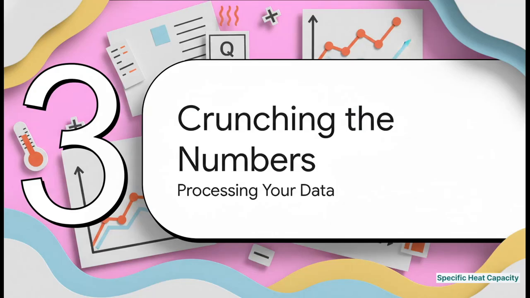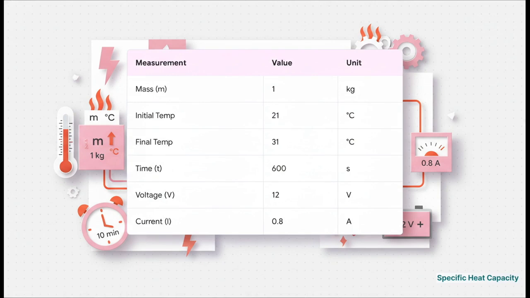Okay, the experiment's done. You've got a page full of results. So, what now? Well, now it's time to do some maths and process all that data. Let's imagine these are the results we got. Let's say we used a nice round 1 kilogram block. We ran the heater for 600 seconds, that's just 10 minutes, and we recorded all these numbers for temperature, voltage, and current. Now let's see what we do with them.